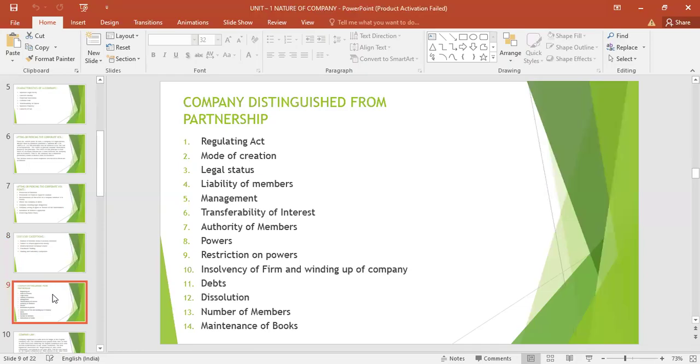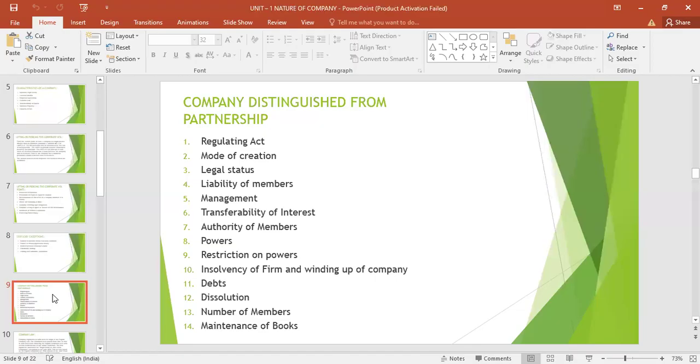Then we can see how the company is distinguished from the partnership. Everyone knows the meaning of the company and the partnership, right? Then we can move further, to distinguish between the company and the partnership firm. The first important point is the regulating act. The regulation is most important to differentiate the company from the partnership firm.